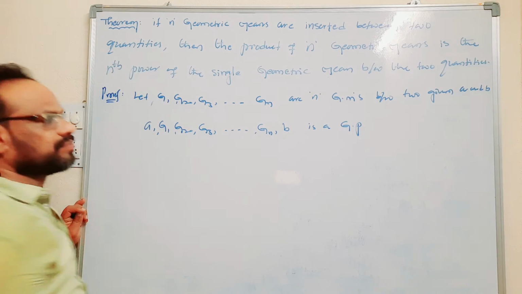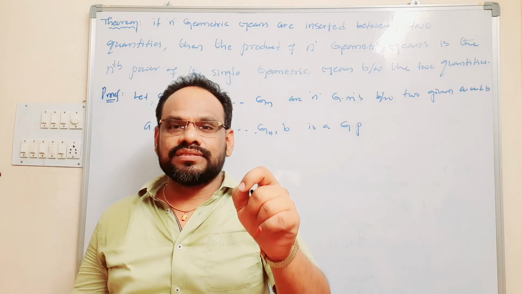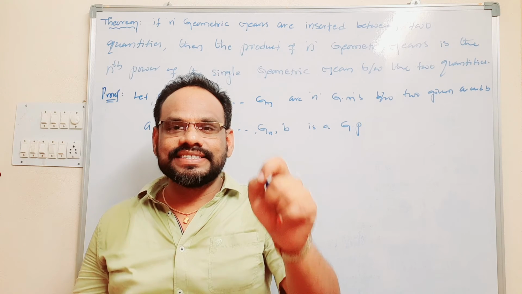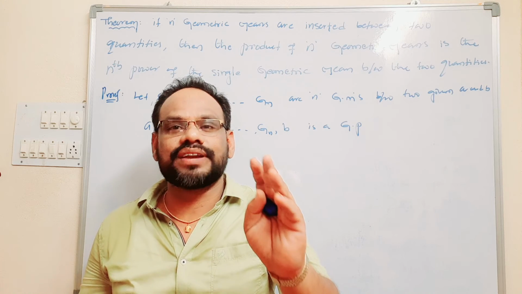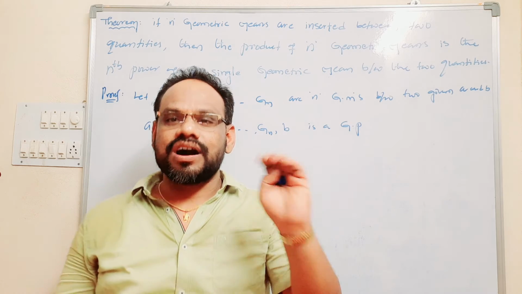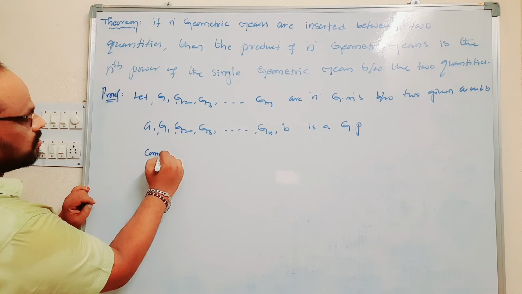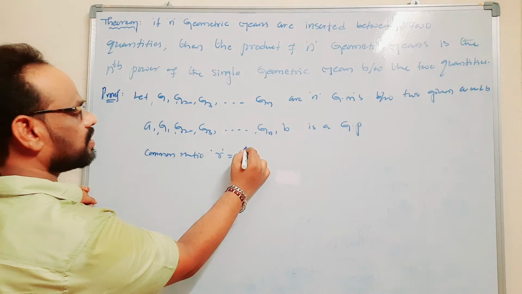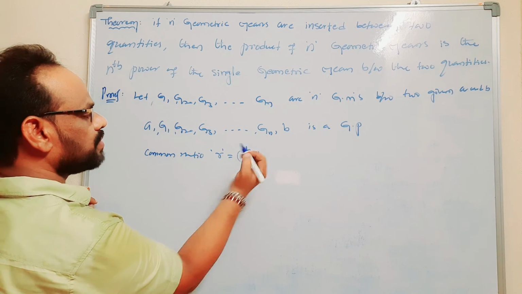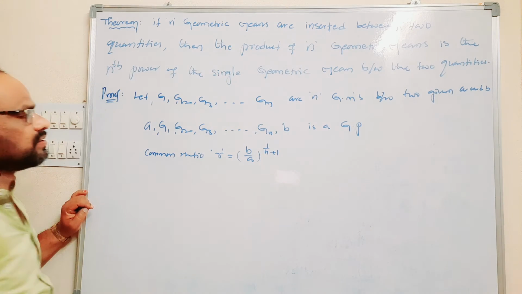We know that if n geometric means are inserted between two given quantities, then the common ratio R is equal to (B/A) to the power 1/(n+1).